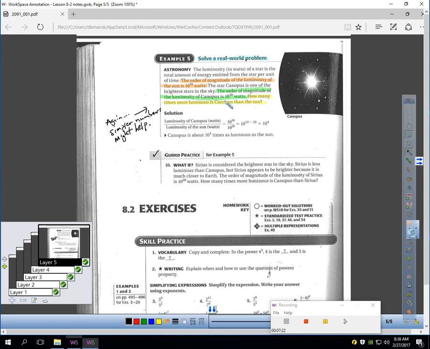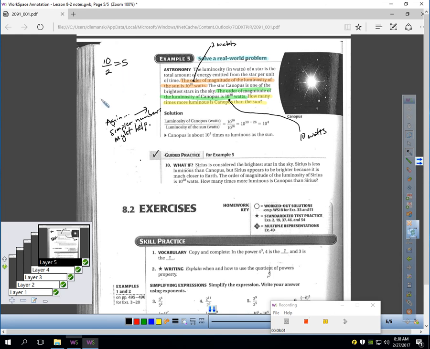So let's just pretend, I'm just making up numbers. Let's pretend that Canopus was just 10 watts, and let's say the sun was 2 watts of luminosity. And I want to know how many times greater is Canopus than the sun. Well, that would be easy. 10 is 5 times greater than 2 because I would just be doing 10 divided by 2 and getting 5.